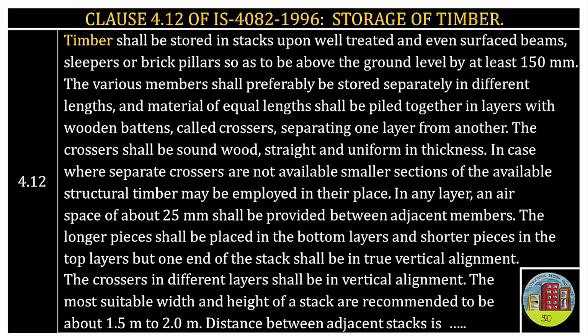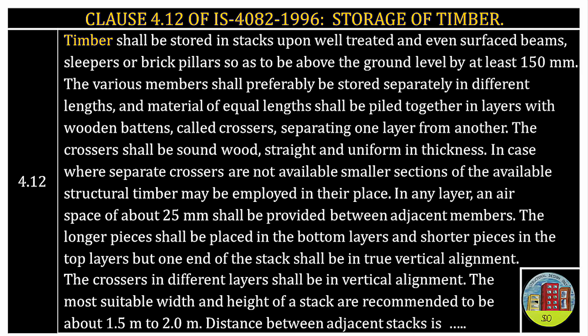The various members shall be preferably stored separately in different lengths, and material of equal length shall be piled together in layers with wooden battens, called crossers, separating one layer from other. The crossers shall be sound wood, straight and uniform in thickness. In case where separate crossers are not available, smaller sections of the available structural timber may be employed in their place. In any layer, an air space of about 25 mm shall be provided between adjacent members.